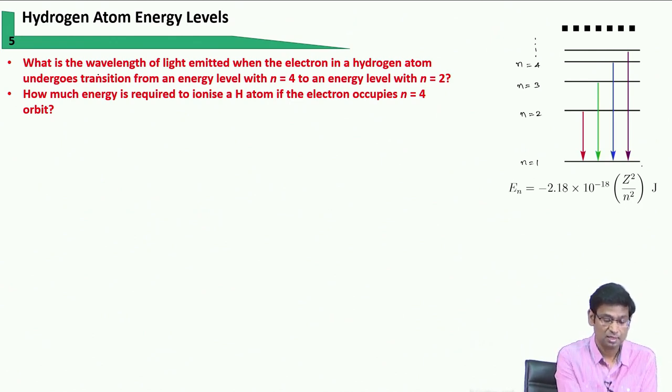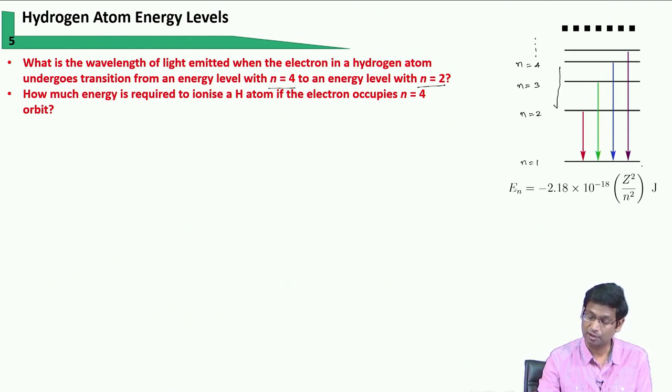What does it ask? It asks what is the wavelength of the light emitted when the electron in a hydrogen atom undergoes transition from an energy level with n equals 4 to an energy level of n equals 2. So, the electron goes from n equals 4 to n equals 2. So, this transition is happening. When an electron jumps from a higher orbit to a lower orbit, it will emit some energy. So, it is asking what is the wavelength of that energy that the electron will emit.